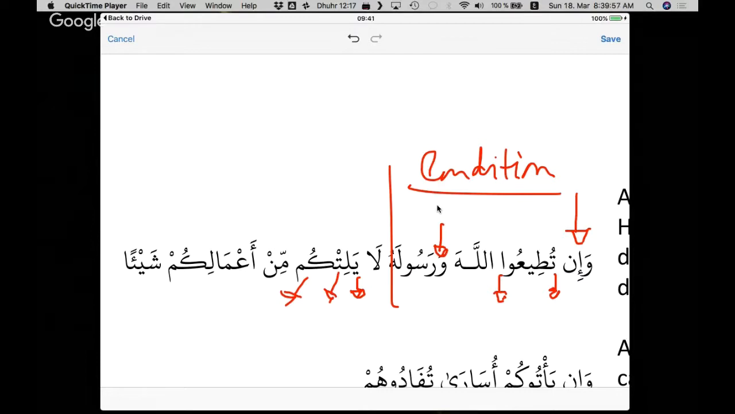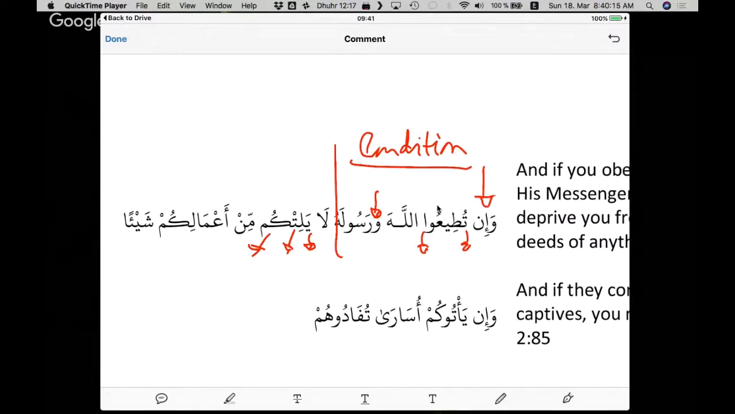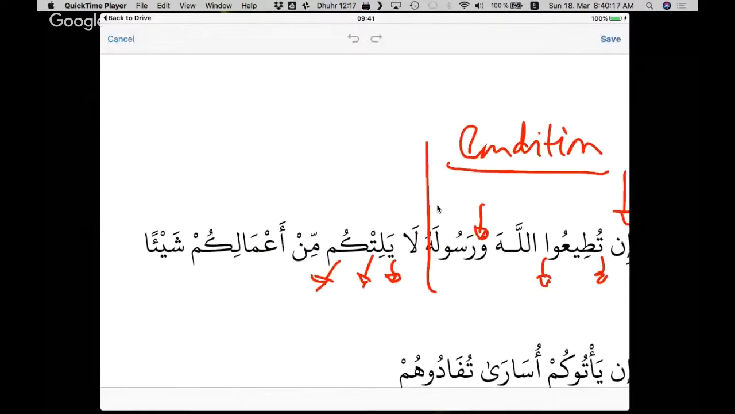la yalitkum. This is the lightest form. This is the start of a new jumla fi'liya with an attached pronoun. Min amalikum shay'an. So this is a start of jumla fi'liya. He will not deprive you from the deeds, anything. Okay? So this part is going to be the answer to the condition.